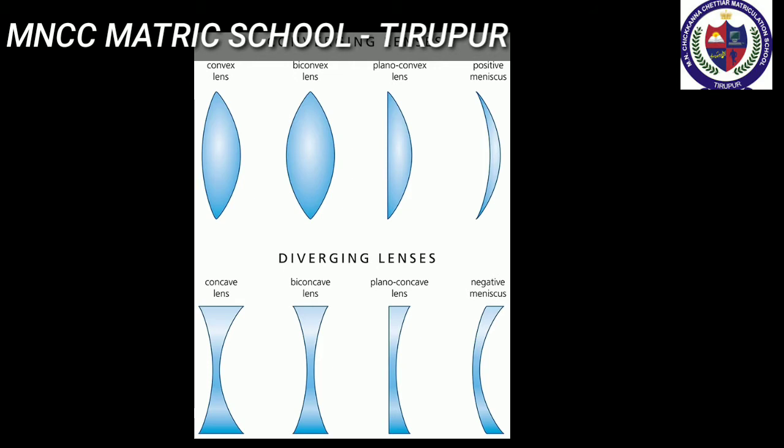Next, convex lens means a lens bounded by two spherical surfaces such that it is thicker at the center than at the edges. A beam of light passing through it is converged to a point. So, a convex lens is also called a converging lens.